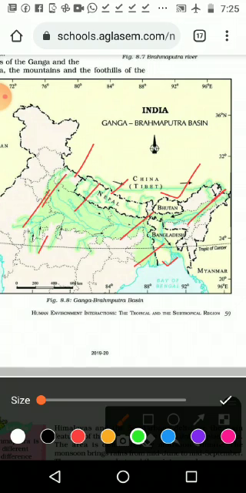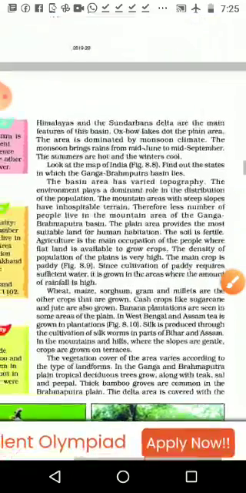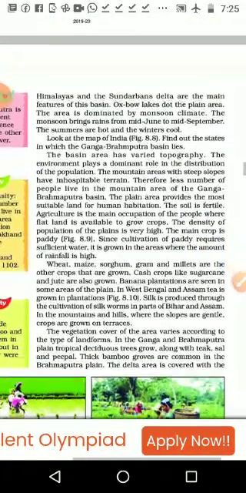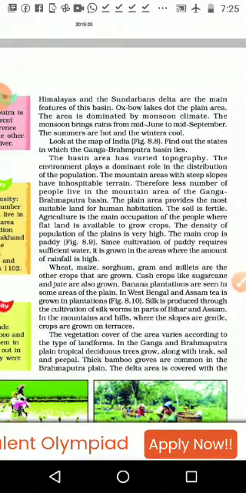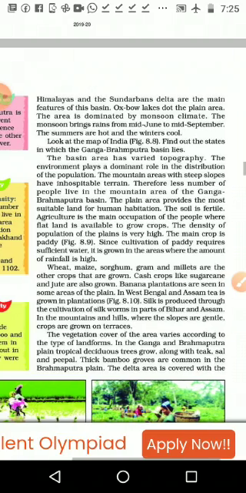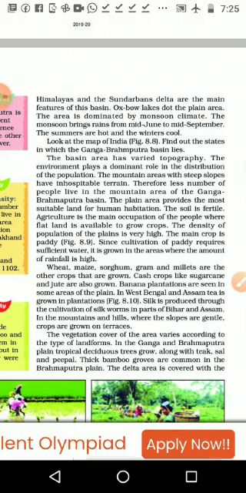So four countries: Nepal, China, Bangladesh and India. Some of the states are also sharing the water of the Ganga river and the Brahmaputra river. The basin areas, as we already discussed, have different types of topography: foothills, plain areas, oxbow lakes, and many other things we can see in this basin area.